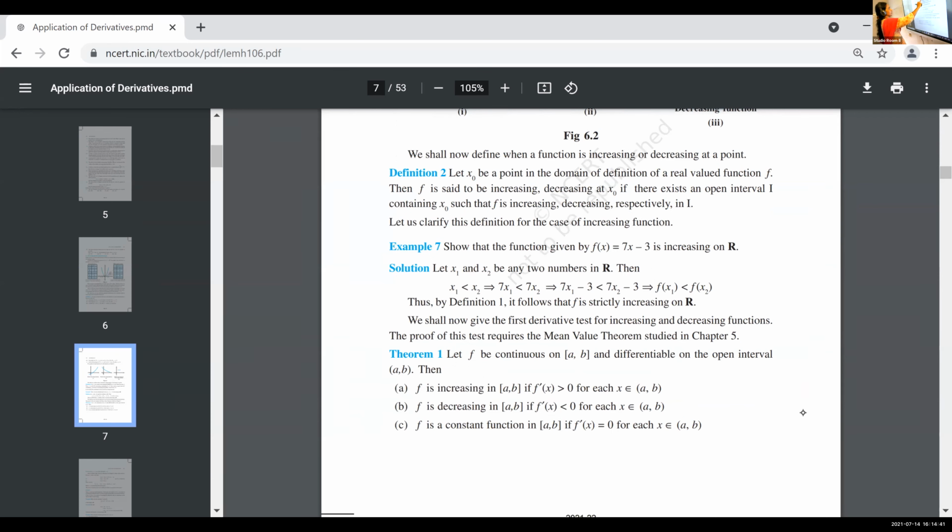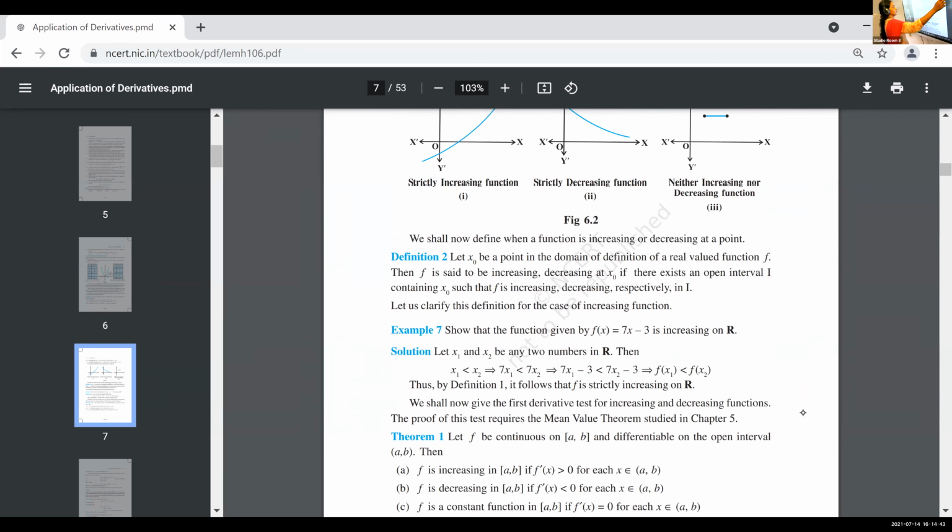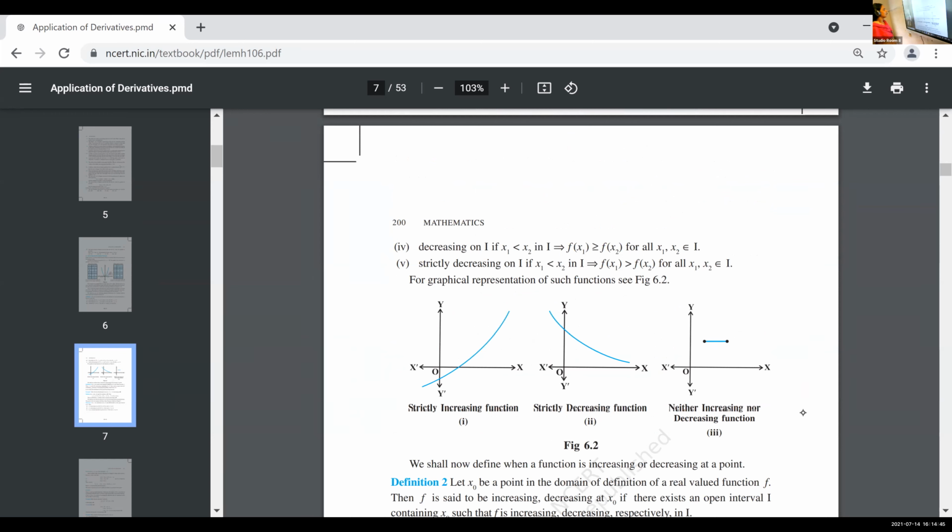This is based on the derivatives. It is decreasing on I if x1 less than x2 implies f of x1 is greater than or equal to f of x2. Here it is simply decreasing, and strictly decreasing means the equal to symbol is not given. For distinct values, there will be no equal to. Ma'am, but can you check the second point?